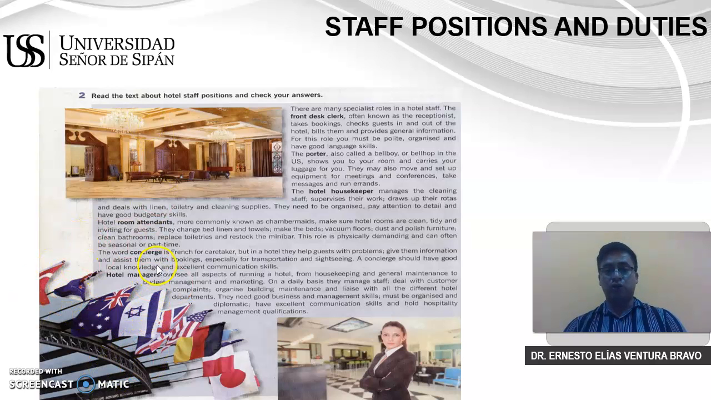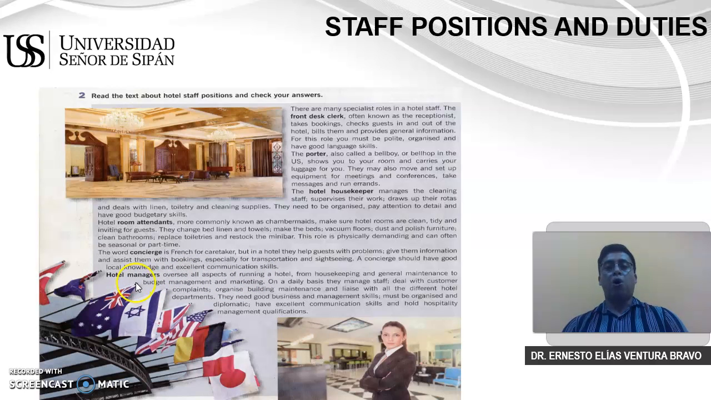The next one. The word concierge is French for caretaker, but in a hotel they help guests with problems, give them information and assist them with bookings, especially for transportation and sightseeing. A concierge should have good local knowledge and excellent communication skills.